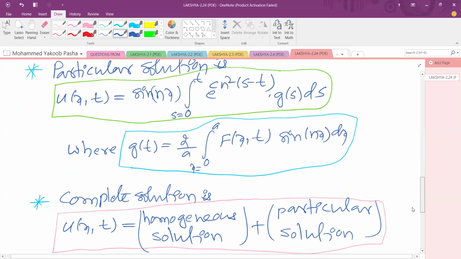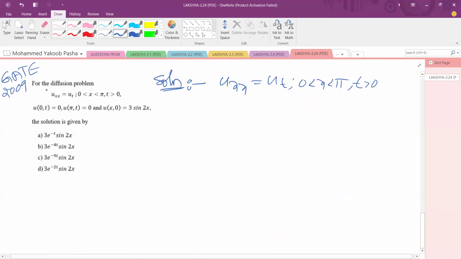Now I'm taking one problem from GATE 2009 for the diffusion equation, which is nothing but the heat equation: u_xx = u_t, 0 < x < π, t > 0, with boundary conditions u(0, t) = 0 and u(π, t) = 0, and the initial condition u(x, 0) = 3 sin 2x, using the sin x formula.